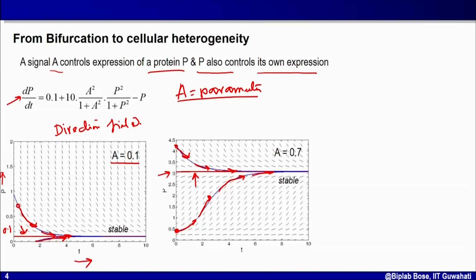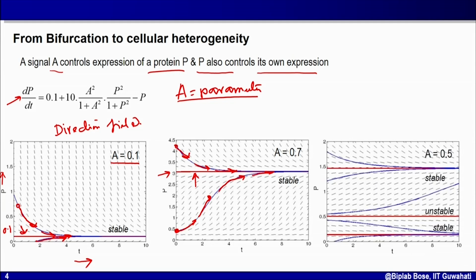So what I have observed in these two direction fields is that for a lower value of A, that is the input signal, I have a stable steady state whose value is lower, around 0.1 or something, whereas when I increase A to a higher value like 0.7, I have another steady state which is stable, but its value is higher, around 3. Now let us take a value in between for A, and what I have drawn here is A equal to 0.5. Now notice the direction field. Now we have 3 steady states.